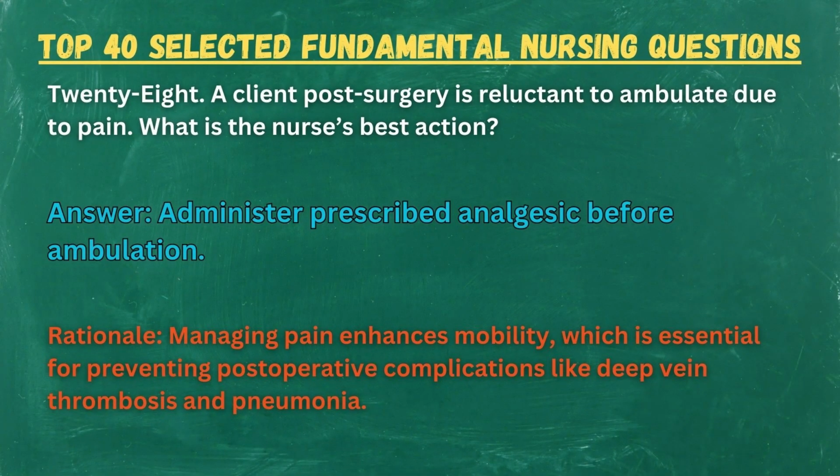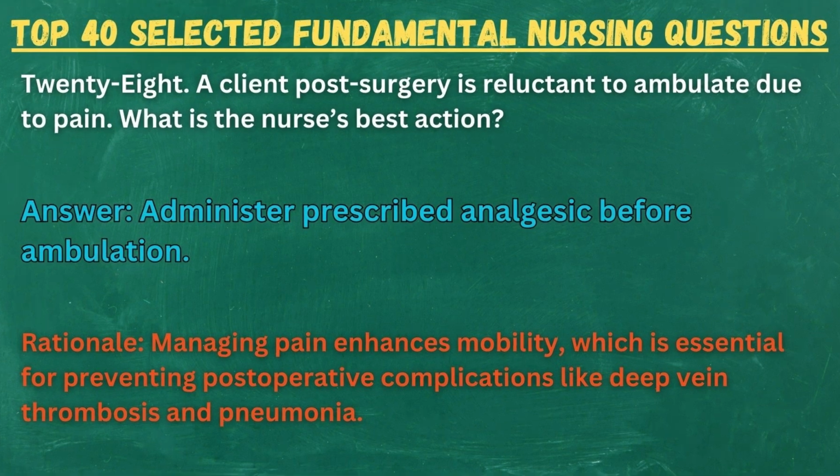28. A client post-surgery is reluctant to ambulate due to pain. What is the nurse's best action? Answer: Administer prescribed analgesic before ambulation. Rationale: Managing pain enhances mobility, which is essential for preventing postoperative complications like deep vein thrombosis and pneumonia.